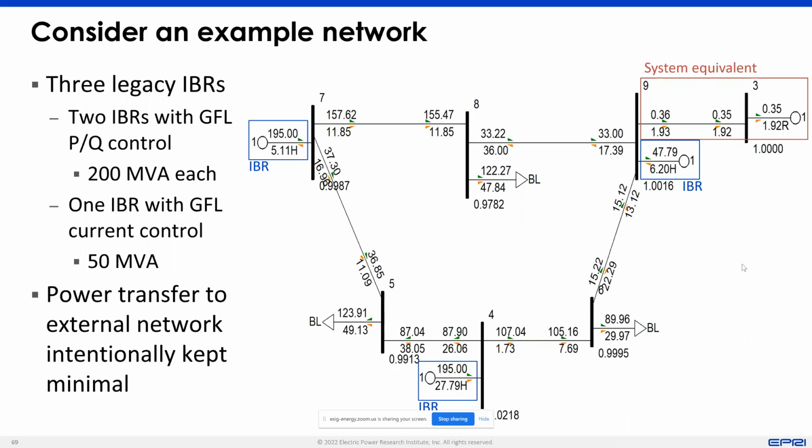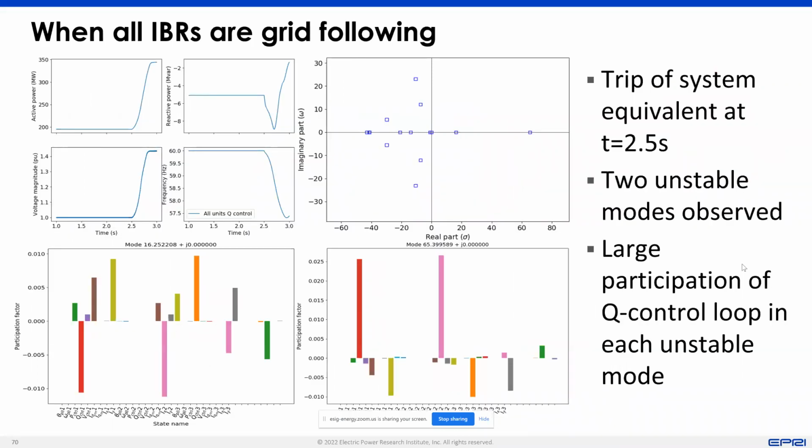But in reality, if these are all grid following and they have aggressive controls and so on, you can create a small signal profile to showcase that it is unstable. And we found out from the participation factors and so on that it is the reactive power control mode that is driving the instability in all of this.